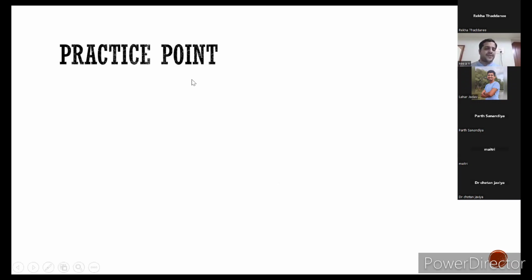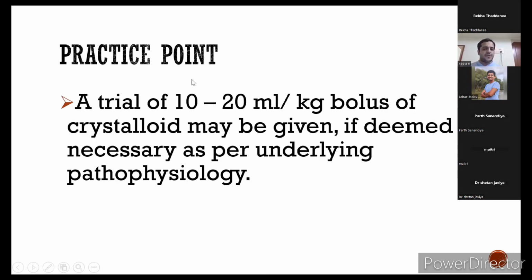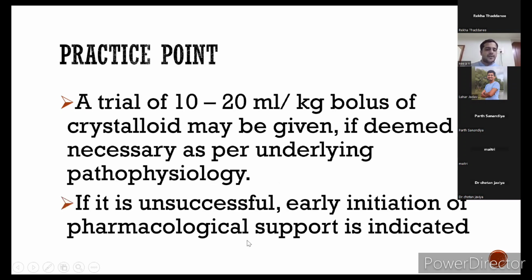So a practical point is that if you have a doubt that there may be hypovolemia, then in that case a 10 to 20 ml per kg bolus may be given if you feel necessary. And if after that bolus also, you feel that there is not much of a response, it is better not to waste time on a second bolus. You go ahead with pharmacological management in the form of vasopressors or inotropes.